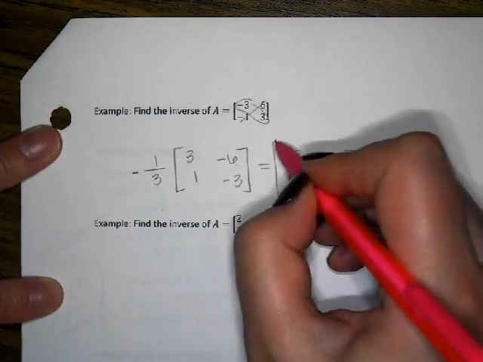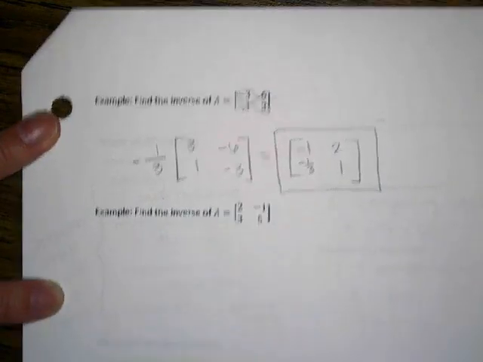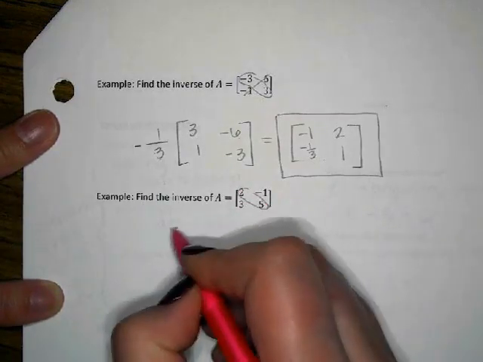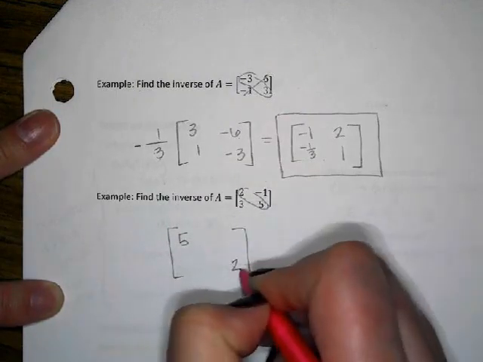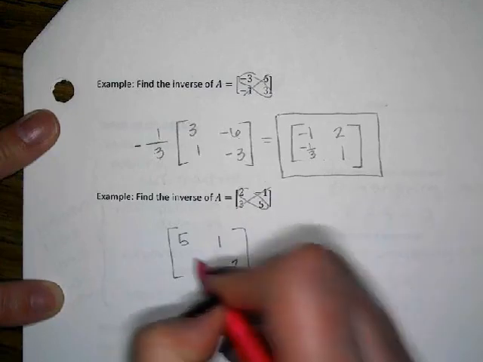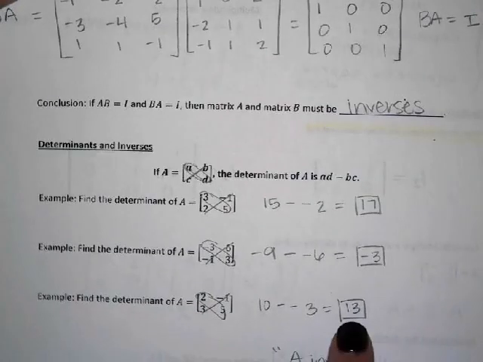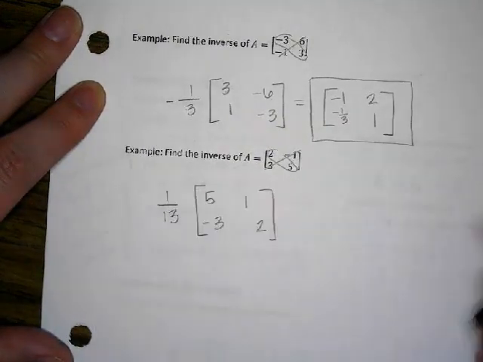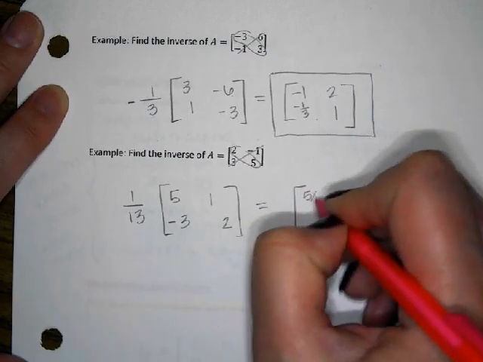All right, and then this last one, switch the order of the 2 and the 5. Switch the signs. So +1, -3. Take my determinant, which was 13. I'm going to put a 1/13 in the front. So we've got 5/13, -3/13, 1/13, 2/13.